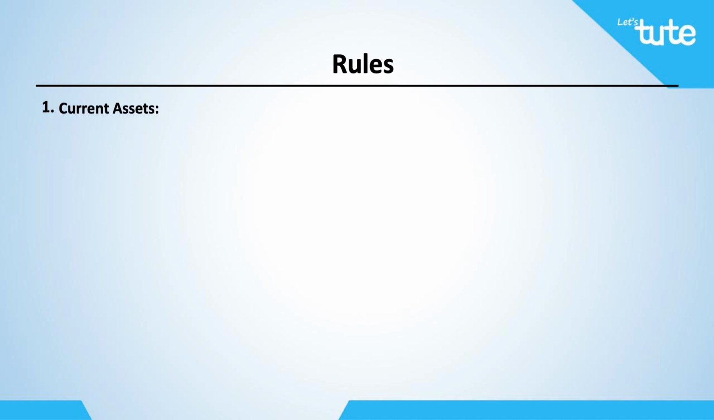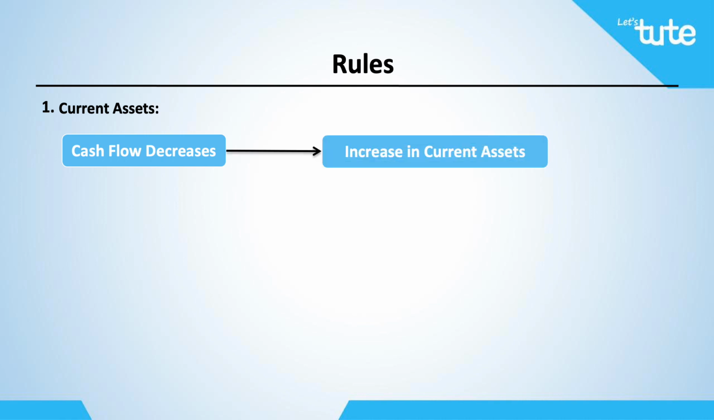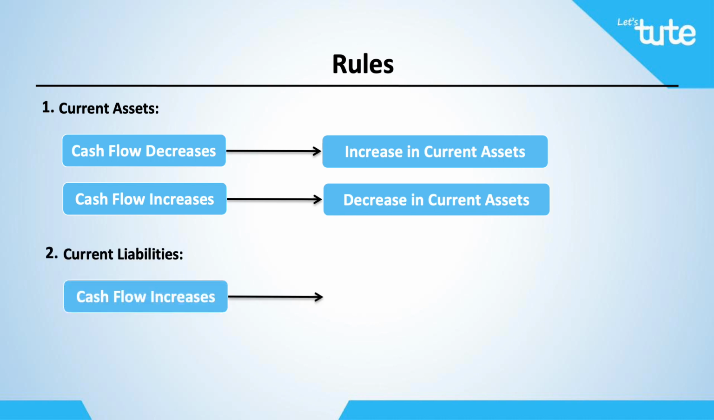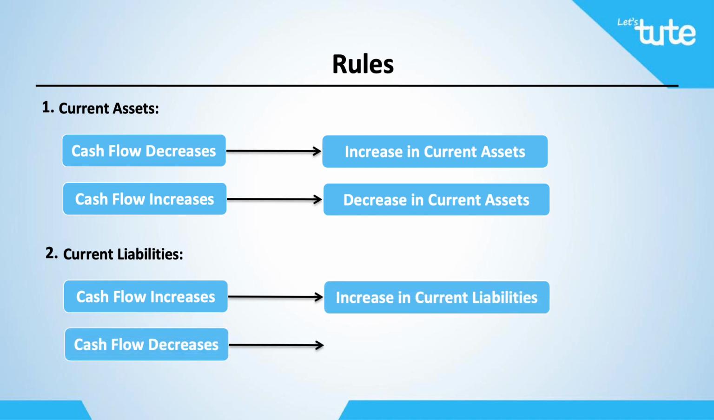If we talk about current assets, the rule is cash flow decreases with an increase in current assets, and cash flow increases with a decrease in current assets. And if we talk about current liabilities, the cash flow increases with an increase in current liabilities, and cash flow decreases with a decrease in current liabilities.